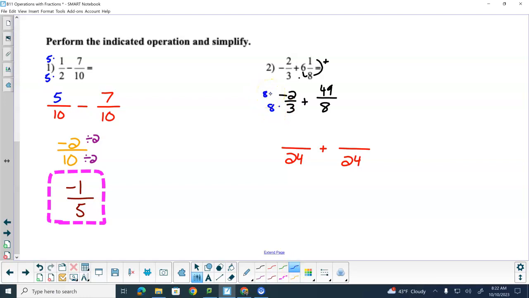8 times negative 2. Negative 16. Okay? 8 times what gets me 24? 3. I'm going to go times 3 there, which means I'm going to go times 3 there. Whoa, big number, right? 49 is 1 less than 50, right? Okay. What's 50 times 3? That's 150. But I got those extra 3, right? So I got to subtract 3. So it's 147.